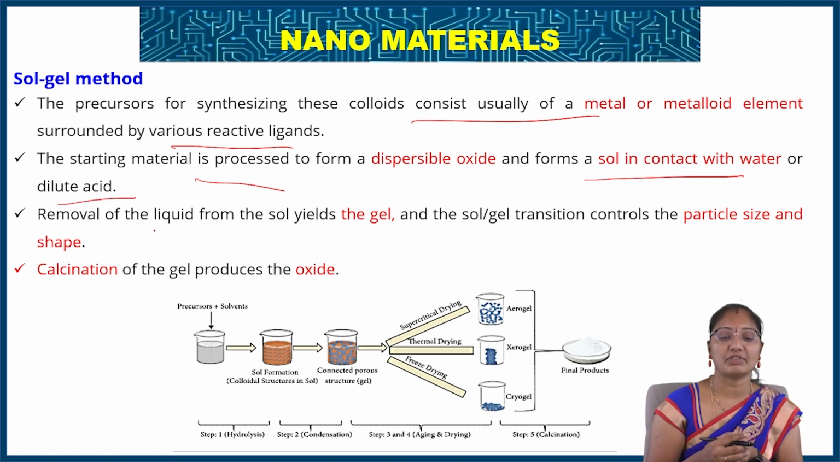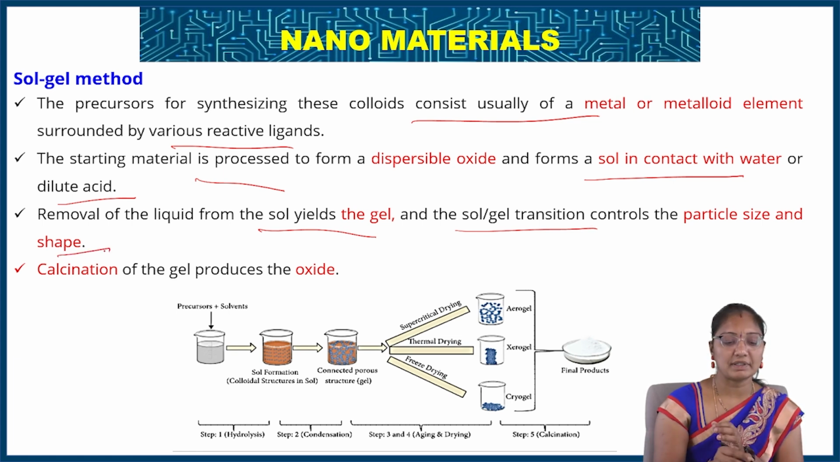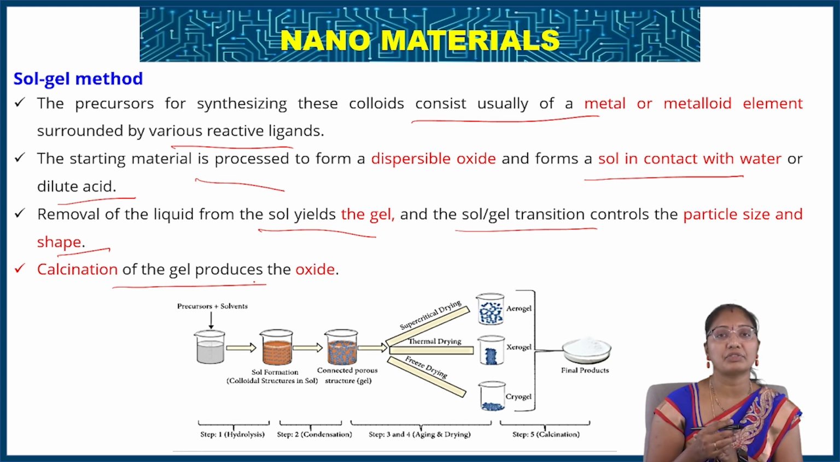The removal of the liquid from the salt yields the gel. So first what happens? The precursor when it reacts with the water forms a salt. On removing the liquid, it forms a gel. And the sol-gel transition controls the particle size and the shape. So the next step is calcination. The calcination of the gel produces the oxide.